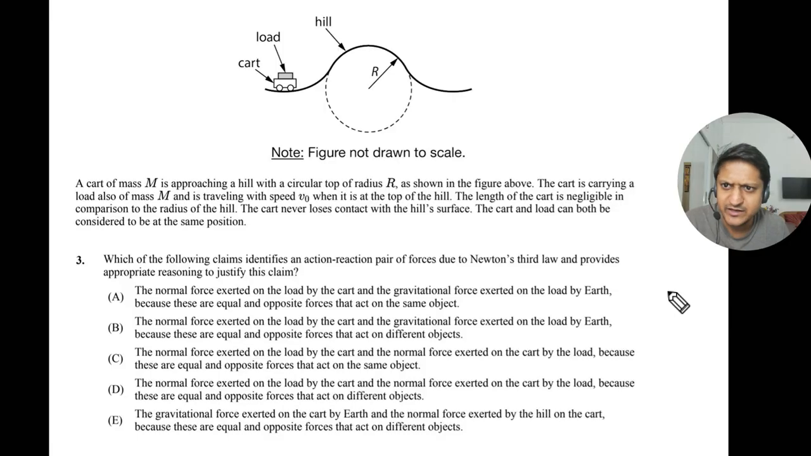The cart is carrying a load of mass m and is traveling with speed v0 when it is at the top of the hill. The length of the cart is negligible in comparison to the radius of the hill. The cart never loses contact with the hill's surface. The cart and the load can both be considered to be at the same position.